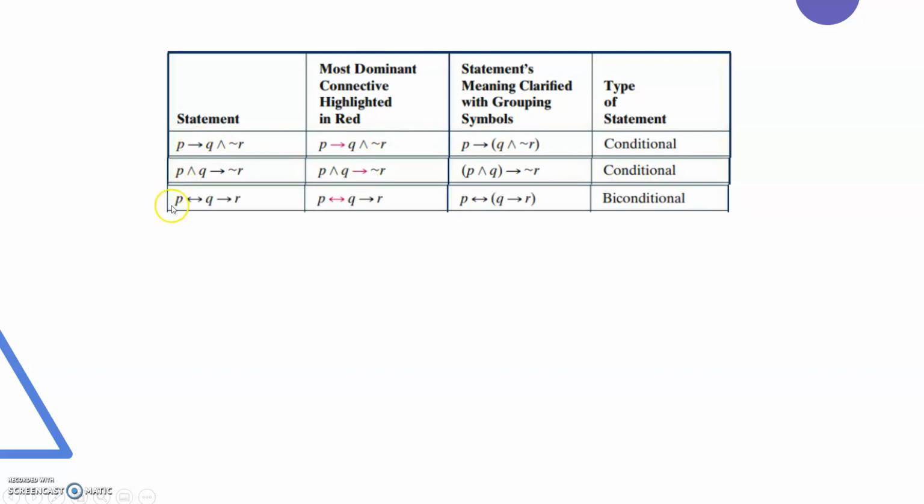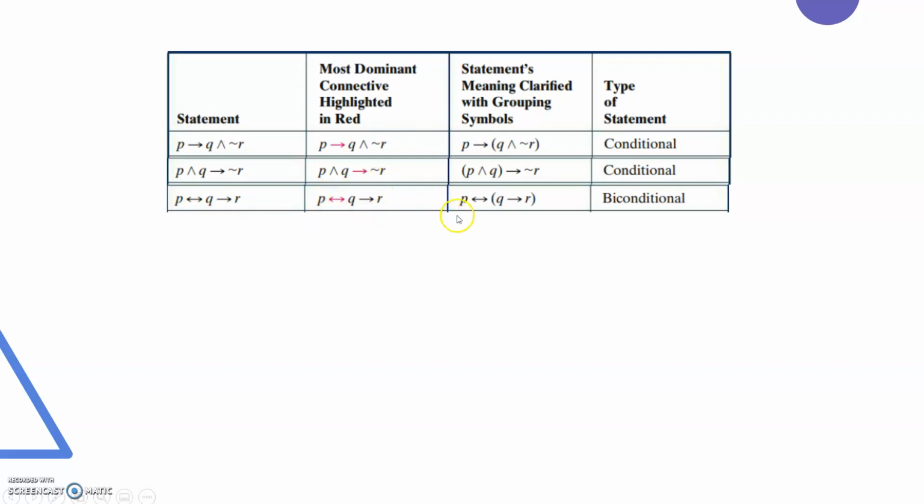Here's another one. This reads P if and only if Q implies R. The if and only if has the strongest dominance. So I would group either the two before or the two after, or both if I have two before and after.